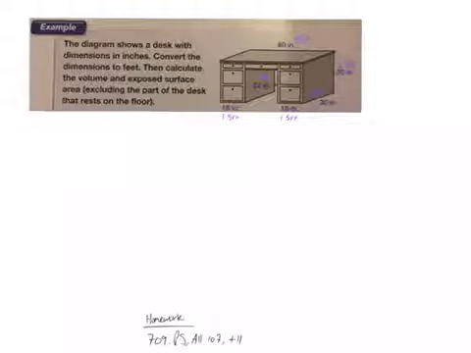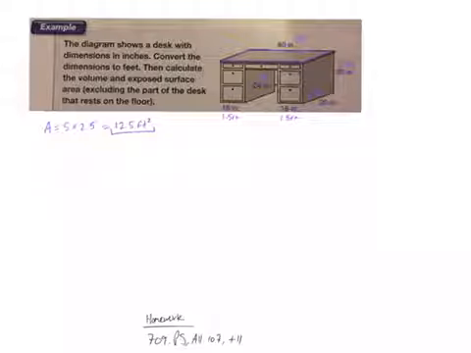Well, let's talk about the piece right up here on top first. This rectangle right here. That one is 5 feet by 2.5 feet. So that one is 5 times 2.5. It's going to be 12.5 feet squared. It's one of them.